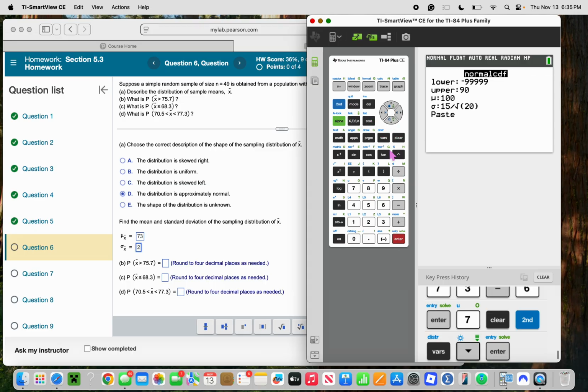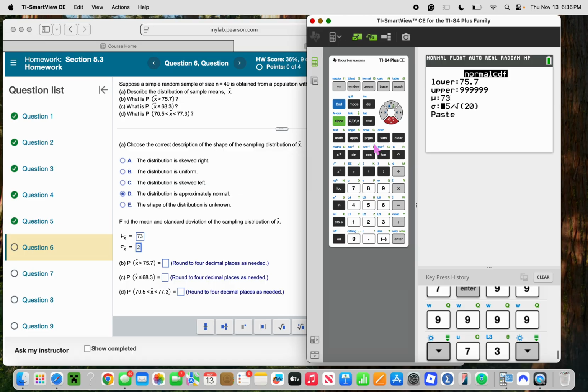We have greater than 75.7. When it's greater than, that's my lower bound, not negative. And then my upper bound is infinity, in theory. Practically, it could be something different, but it's not going to make a significant difference when finding the probability.